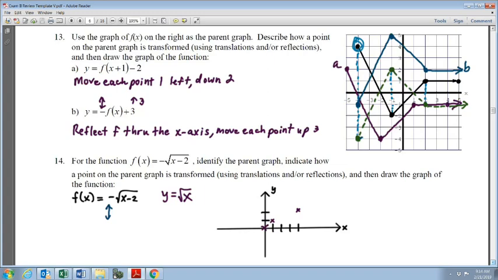Because of the minus out front, we're going to have a reflection through the x-axis. Because of the minus 2 underneath the radical there, we're going to have a horizontal shift, that's going to be right 2. So we know we want to reflect first, and again this is going to go across the x-axis. Notice this point here doesn't move because it's on the x-axis, but these here are reflected. And so this is y equals minus the square root of x. And then we just need to move everything right 2. And so the green graph is your final answer here.